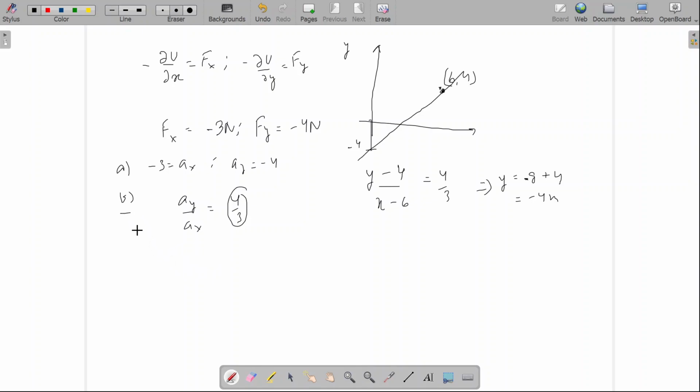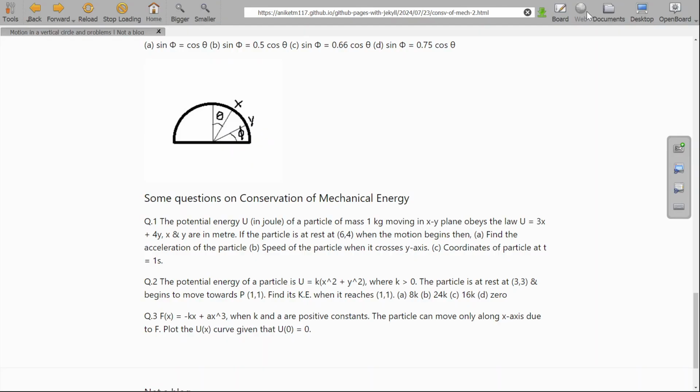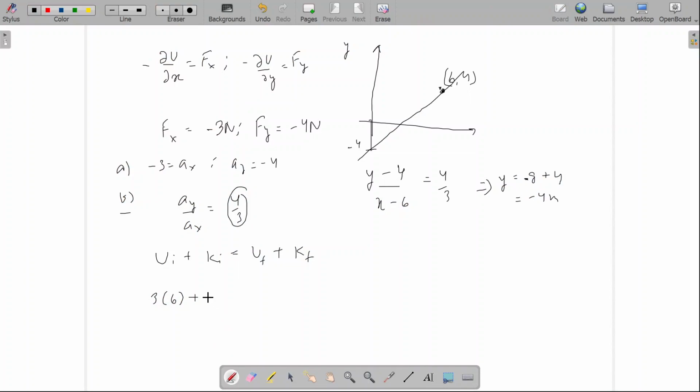So for that we can use conservation of mechanical energy, which says that the potential energy of the particle at some initial point plus the kinetic energy at some initial point is the final potential energy plus the final kinetic energy. The initial potential energy of the particle is given by 3x plus 4y. The y coordinate is 4. Initial kinetic energy is zero, at rest.